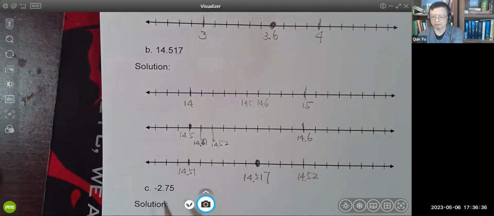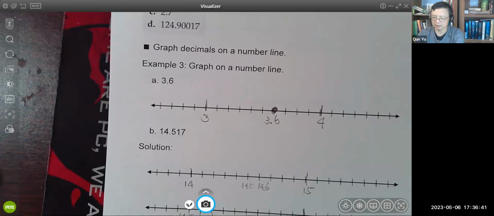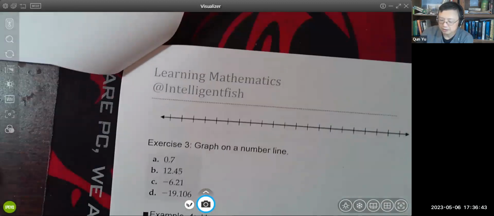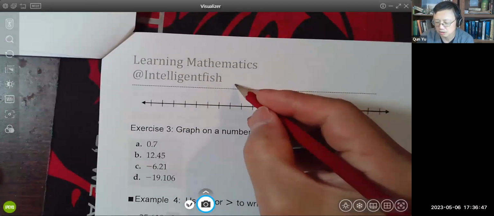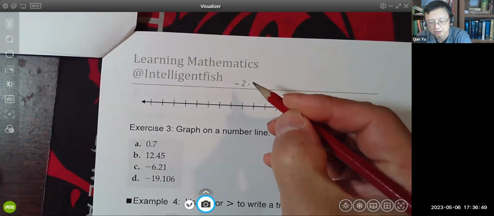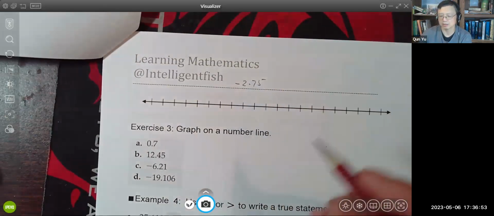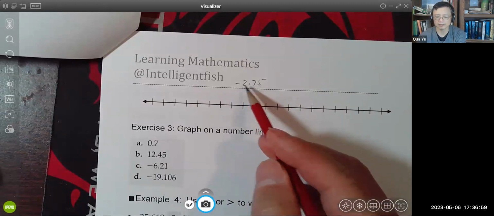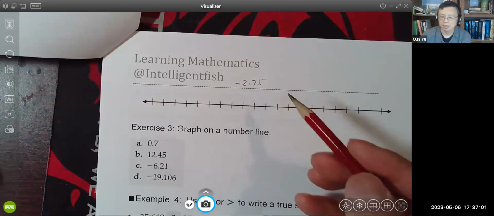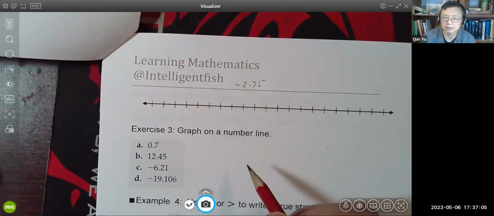So let's do another one. This is negative 2.75. The number line is on the next page, so I'm going to rewrite this. We are going to graph negative 2.75. The second digit from the last one is 7. So it's between negative 2.7 and negative 2.8. For negative numbers, the bigger the number, the smaller the value.